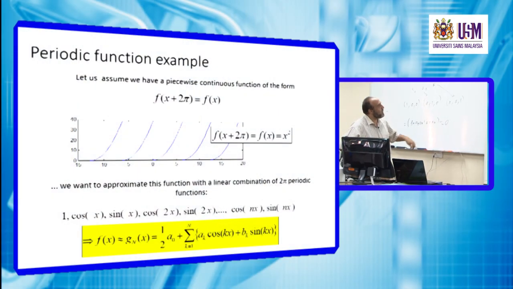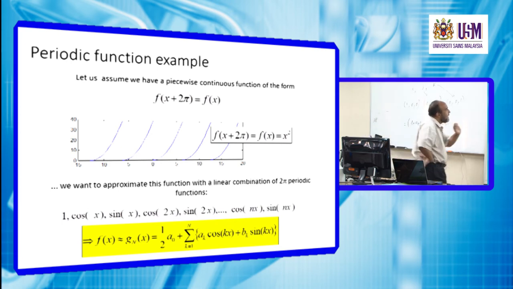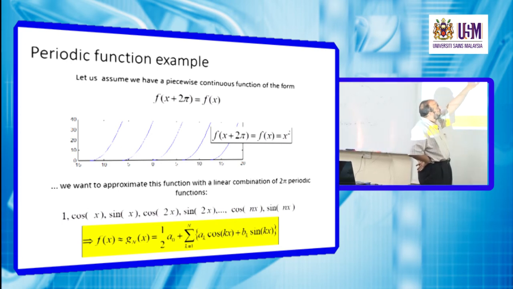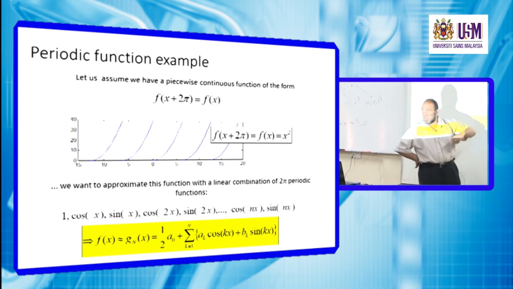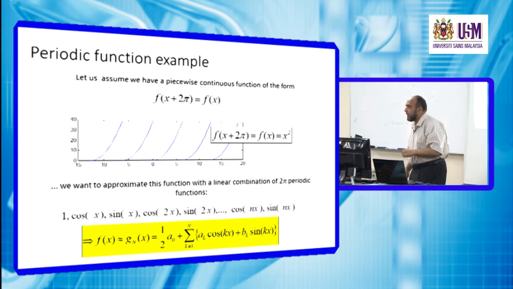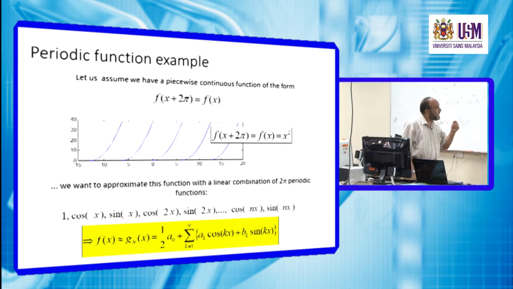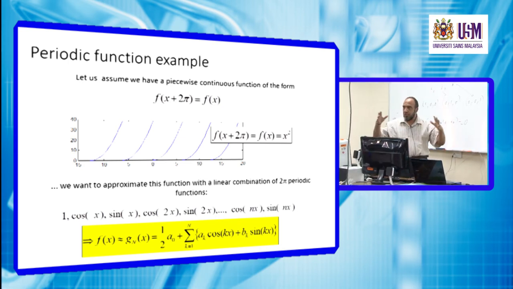As an example of a periodic function, we assume the use of the so-called piecewise continuous function taking the form f(x) = f(x + 2π). An example here is the x squared function. Piecewise function means the function is defined by sub-functions for the intervals of definition of this function.